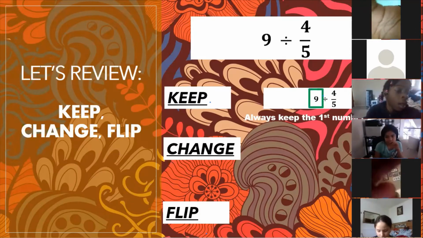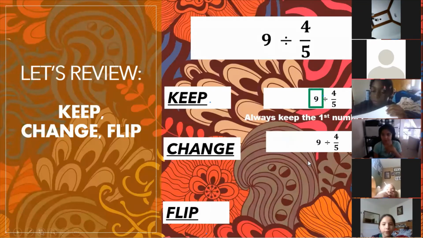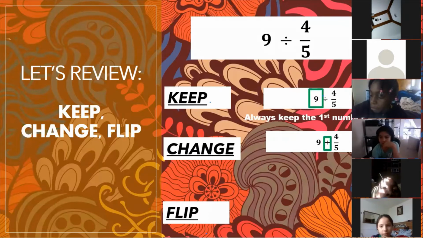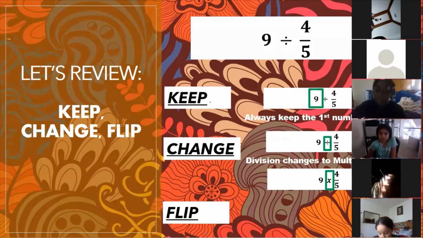All right, the next step in our strategy is change. What are we changing here? The fraction. What are we changing? The division. What is division going to change to? Multiplication. Good. So underneath it, I have gone ahead and I have changed that division sign to multiplication. Great job. Our last strategy is flip.